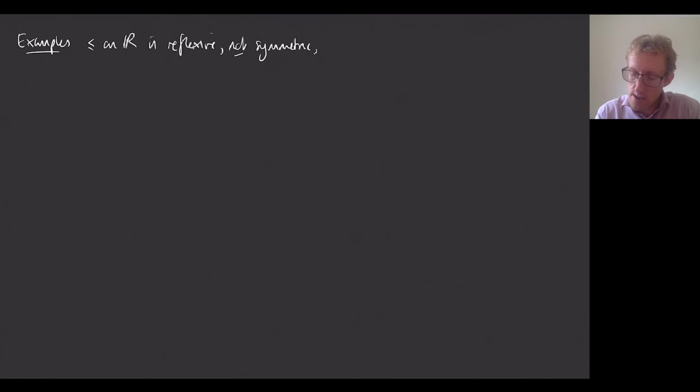Is it anti-symmetric? If x is less than or equal to y and y is less than or equal to x, then that does imply that x has to be equal to y. And that was the definition of being anti-symmetric. So it is anti-symmetric. And it is transitive, because if x is less than or equal to y and y is less than or equal to z, then x is less than or equal to z.